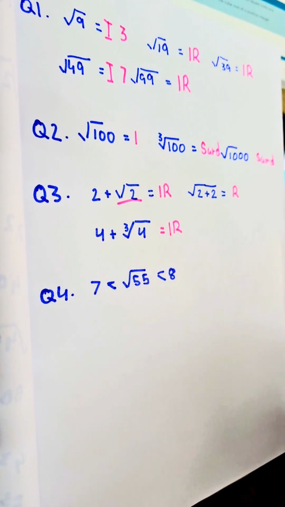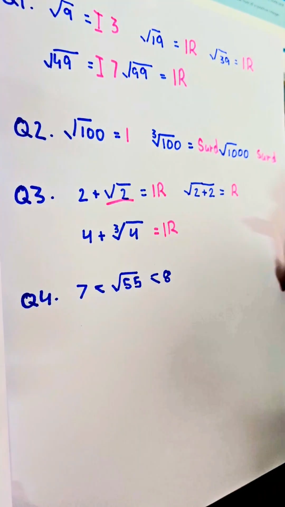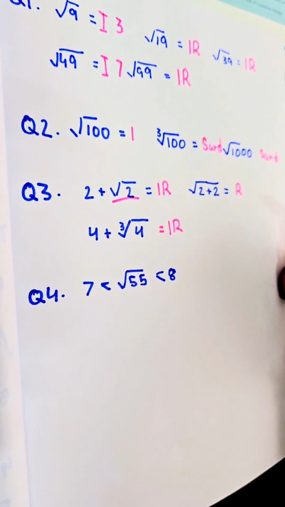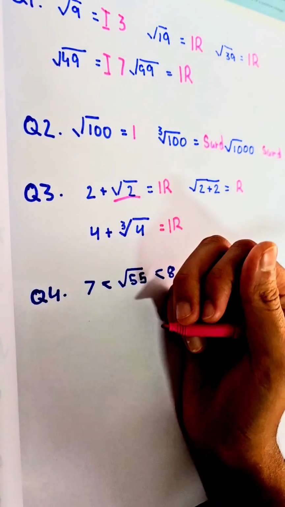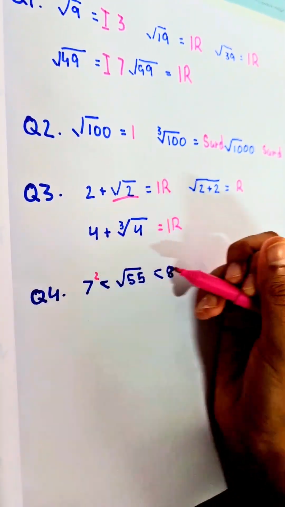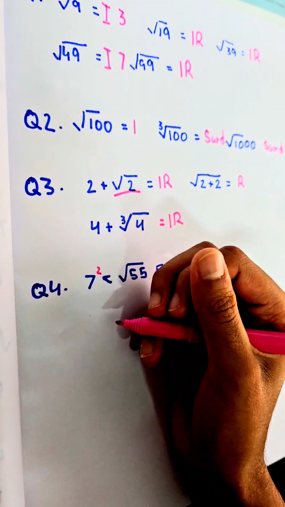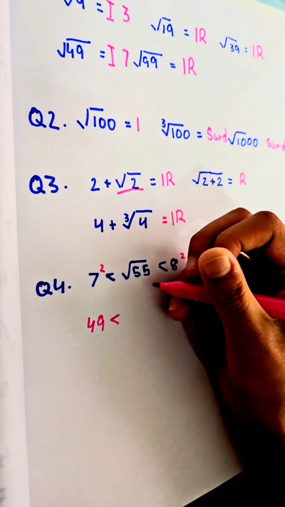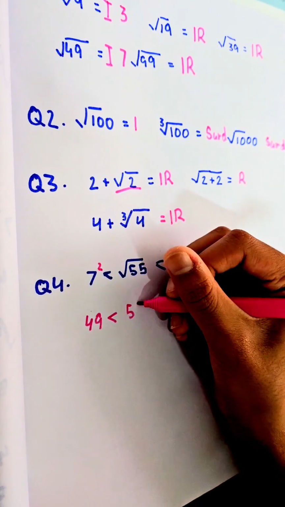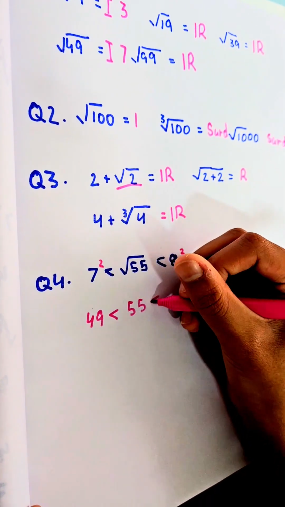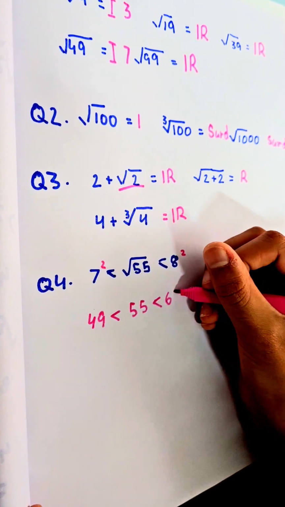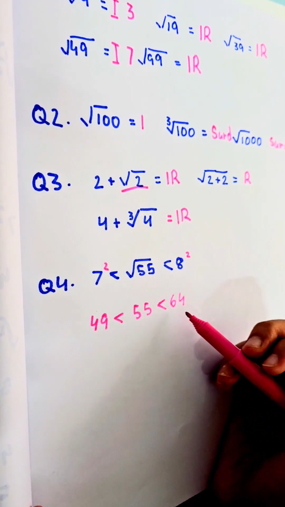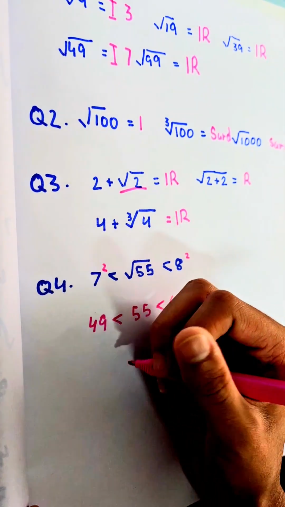In this question, we have to show that this statement is true. 7 is less than the square root of 55 and the square root of 55 is smaller than 8. So first we'll square the two numbers here. So 7 squared is 49. And we'll write 55 as a normal number. And 8 squared is 64. So 55 falls between 49 and 64. So we can say the statement is true.